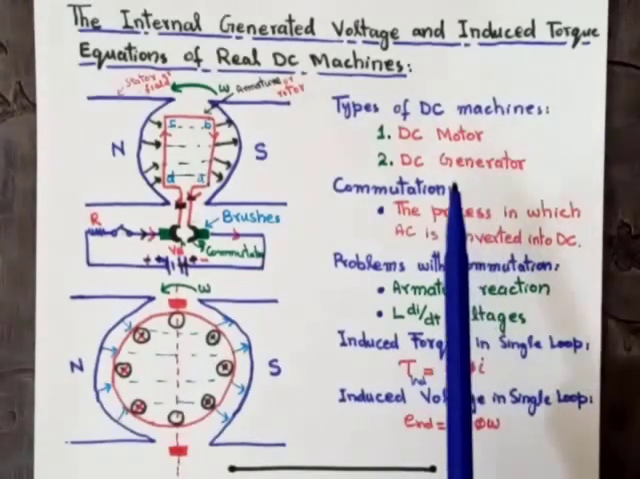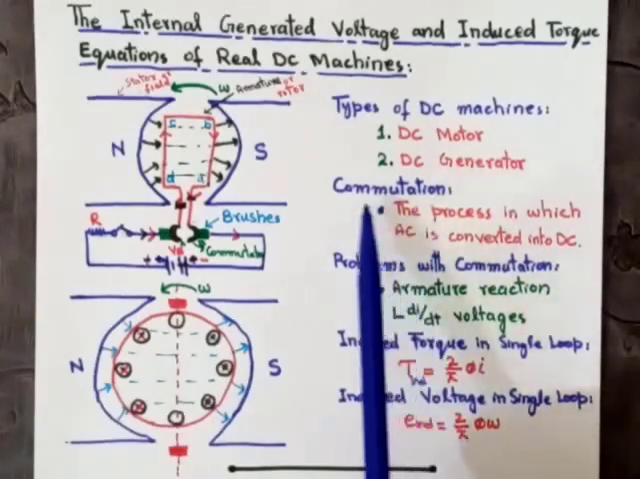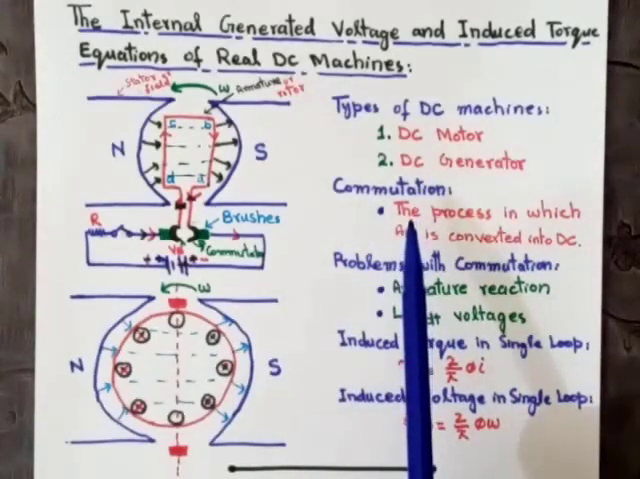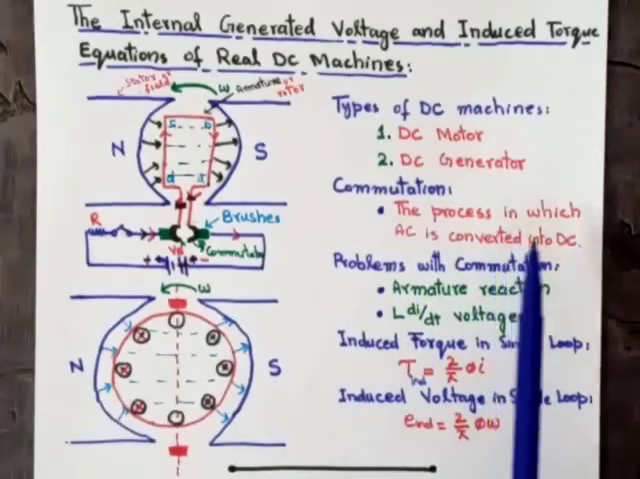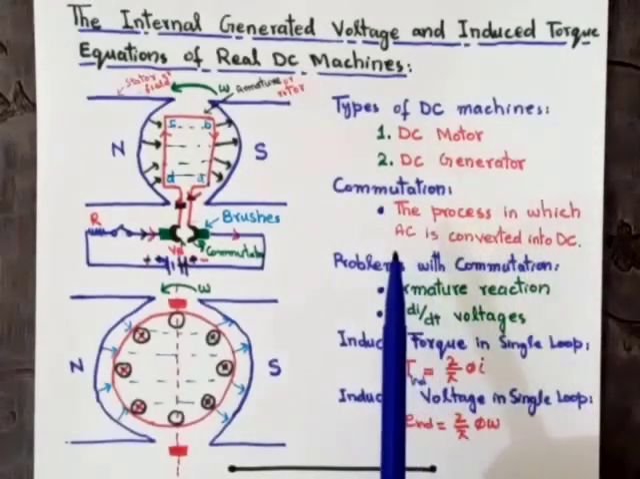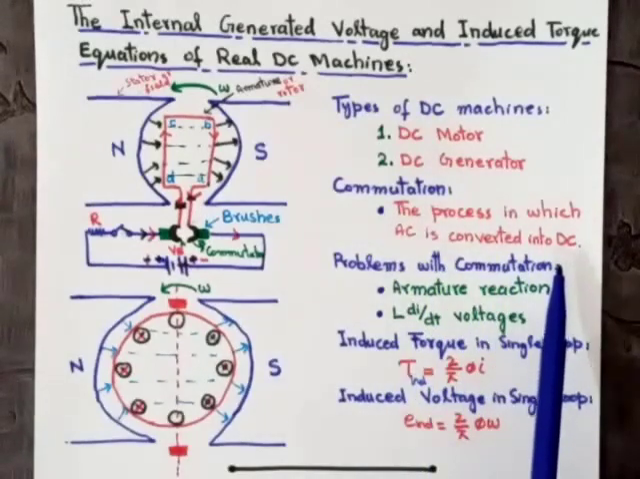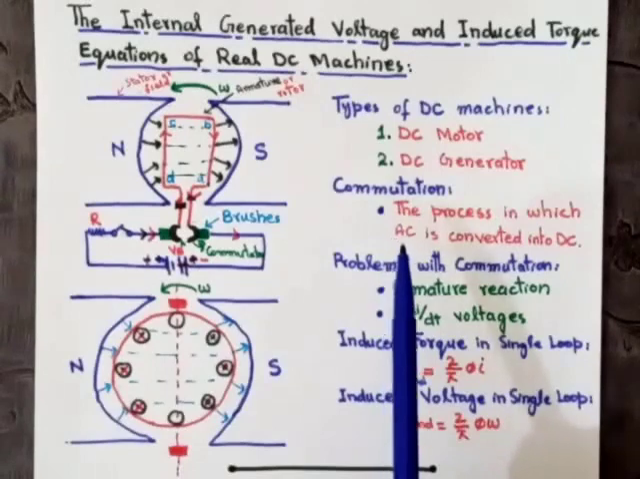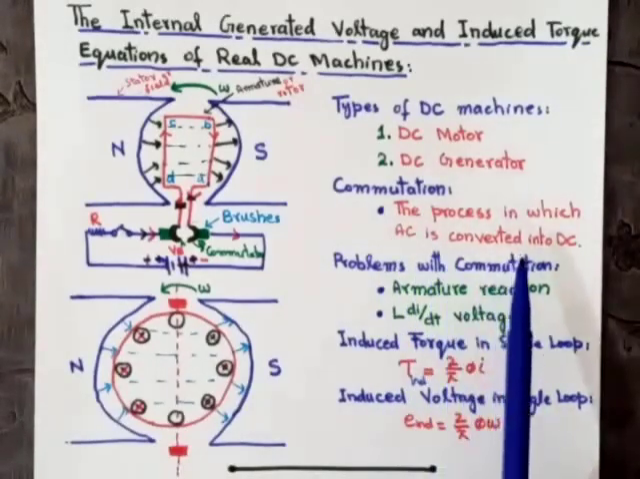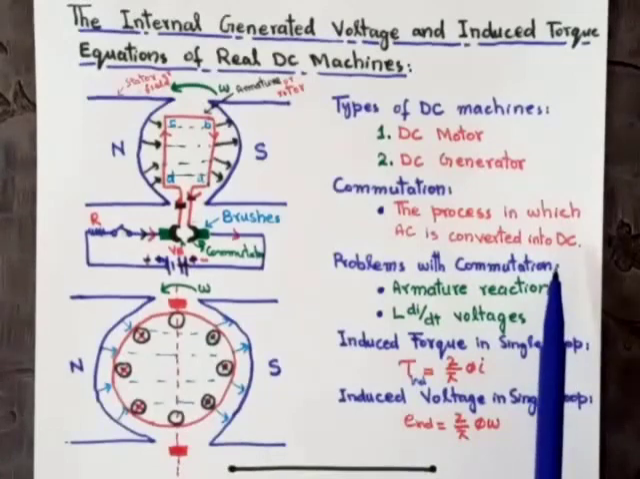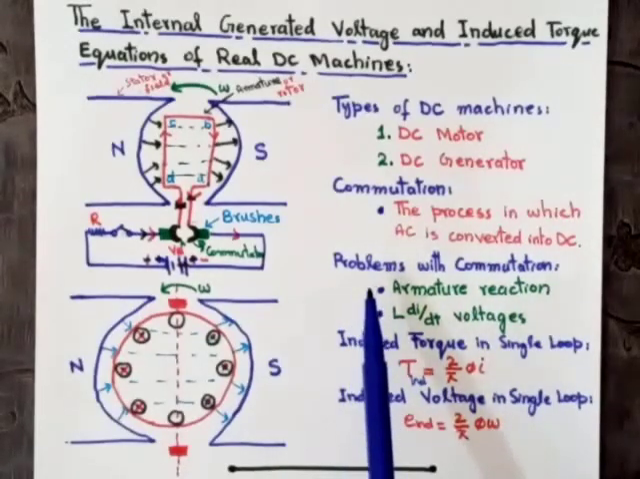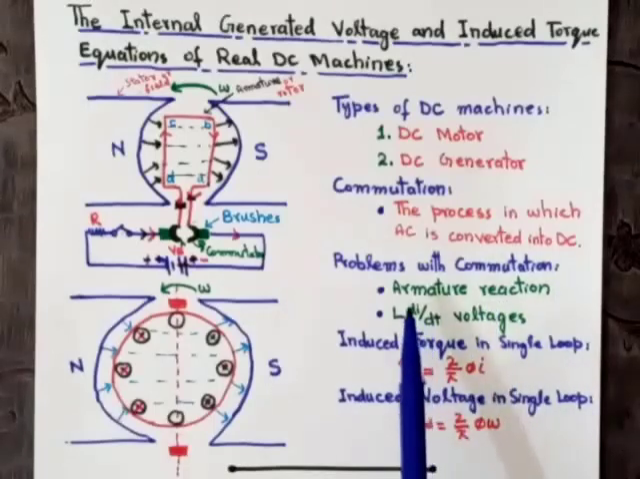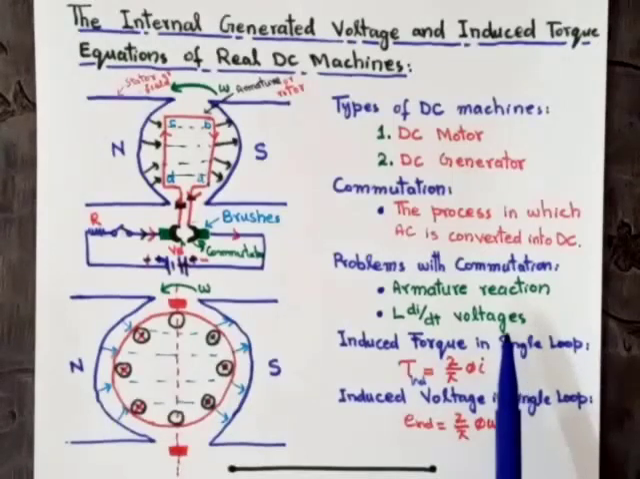There are some important factors in DC machines, like commutation, as commutation is the process in which internal generated AC is converted into DC. During commutation, that is, during the process in which AC is converted into DC, some problems come up. These problems are armature reaction and L di/dt voltages, as we have already discussed in detail in the last week's lectures.